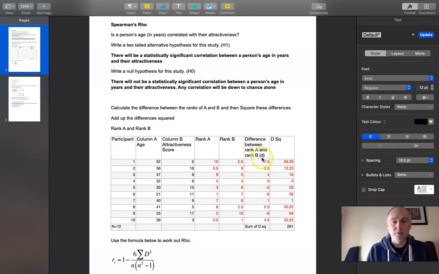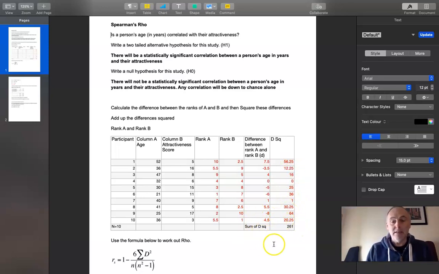Next thing you need to do is the difference between the ranks of A and B. It's a simple case of taking 2.5 from 10 in this particular case, and then going down and doing exactly the same sum the whole way down. So 9 from 5.5, 5 from 9, etc. And you end up with the differences between rank A and B as your column D. Next thing, we need to square these. So 7.5 squared is 56.25, minus 3.5 becomes 12.25. You notice there that the negative sign gets taken out when you square it. And we go down the whole way through that again.